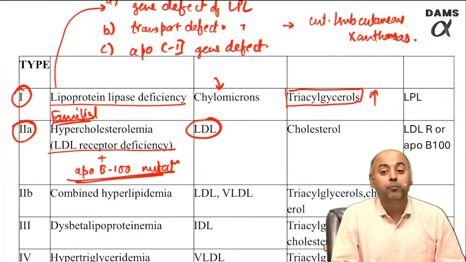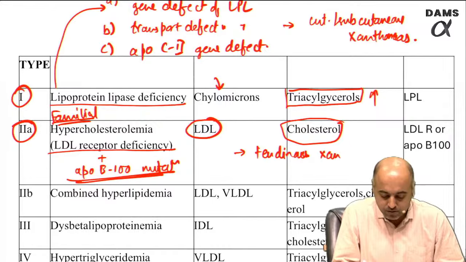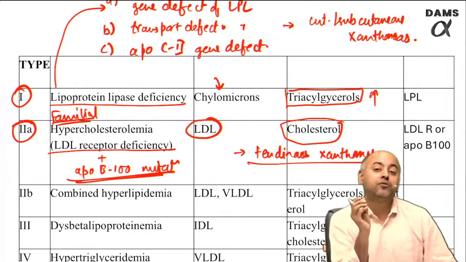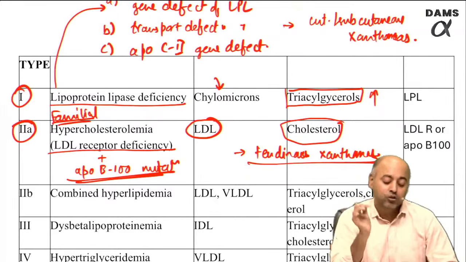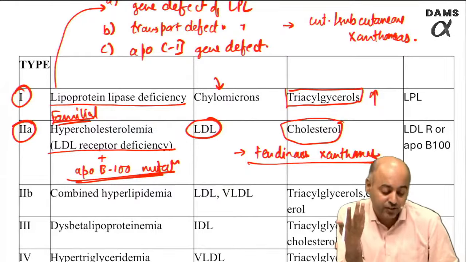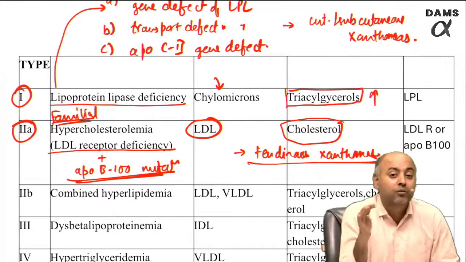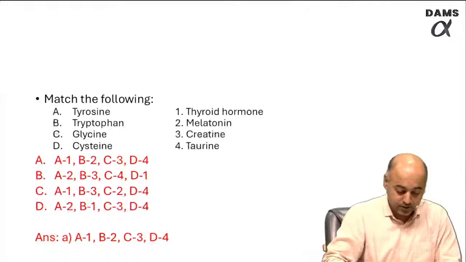LDL is elevated. Main component in LDL is the cholesterol, and in these patients what you get to see is the tendinous xanthomas. So if the question mentions accumulation of the fat or the xanthoma over the Achilles tendon, whenever they mention tendinous xanthoma, then you talk about type 2A. They will also give the family history of cardiac events. So again, that is another indicator for familial hypercholesterolemia or the elevated LDL levels.